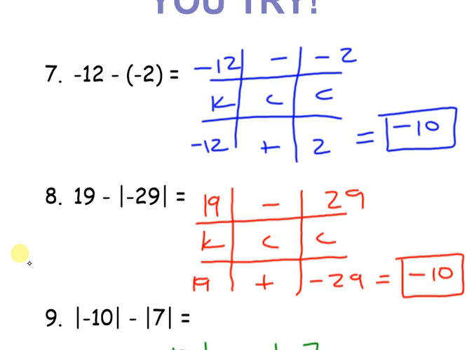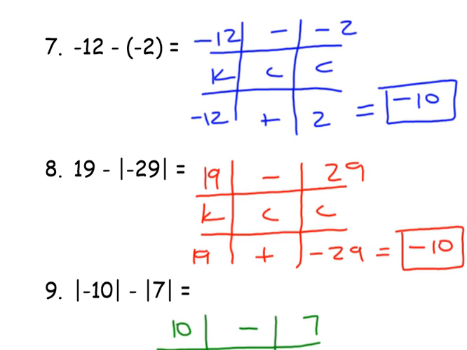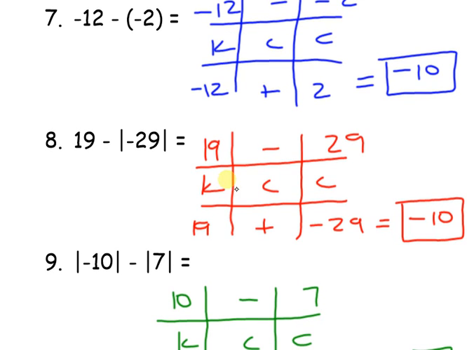All right, number 8 and 9 have absolute value bars, which should not scare you. The easiest way to do this is to solve the absolute value before you put it in the tic-tac-toe. And so the absolute value of negative 29 is 29. So I put it in as 19 minus 29. I keep the 19, change the minus to a plus, and change the positive 29 to a negative 29.